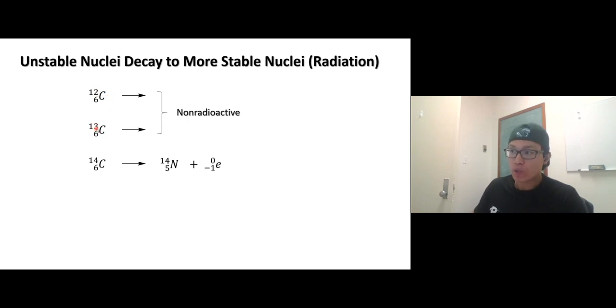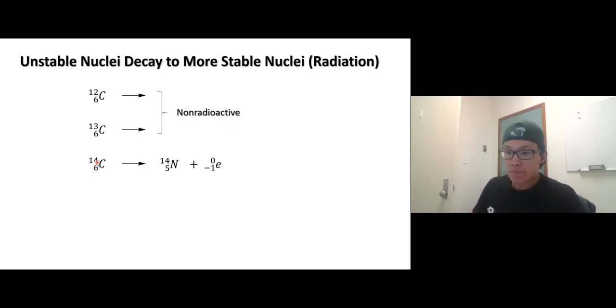followed by carbon 13, the second highest. These two exist in nature. Their nuclei are stable enough to exist in nature, so they are non-radioactive. They don't go through decay.